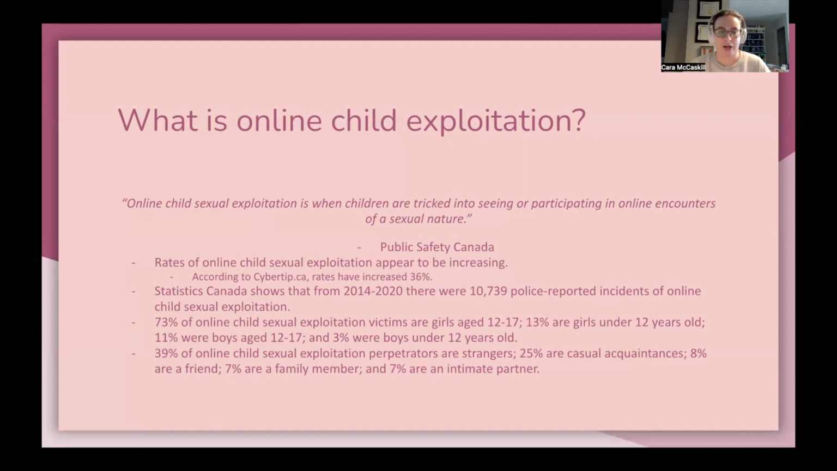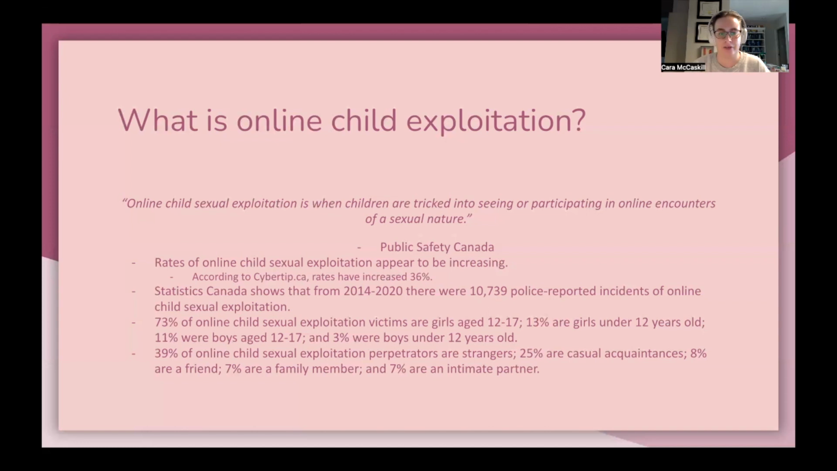Statistics Canada shows that from 2014 to 2020, there were over 10,000 police-reported incidents of online child sexual exploitation. And again, those numbers are going to be a lot higher given that not all instances of online child sexual exploitation are reported to police. So these are just the ones that we know of, but likely there are a lot more happening that are not entered into the official systems and official databases that track this kind of thing.